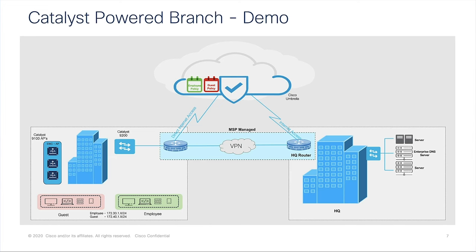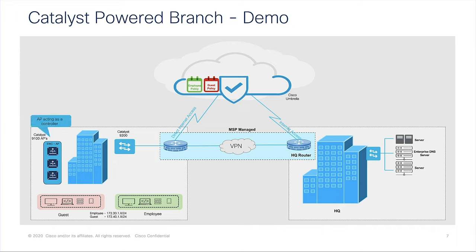For this demo, we will use the setup which has a mix of wired and wireless clients located at a remote branch. There are two types of users, employee and guest. Whenever an employee connects to the network via wired or wireless, they get an IP in subnet 172.30.1.0/24. Similarly, when a guest connects to the network via wired or wireless, they get an IP in the subnet 172.40.1.0/24.